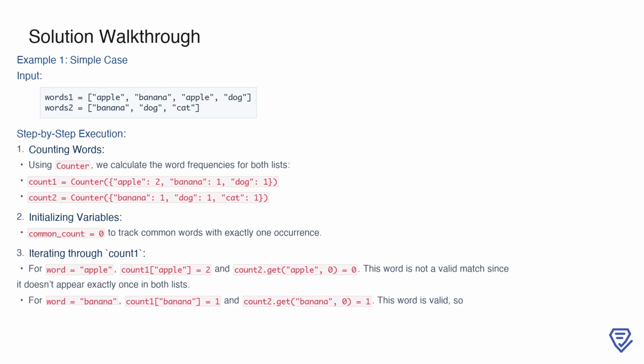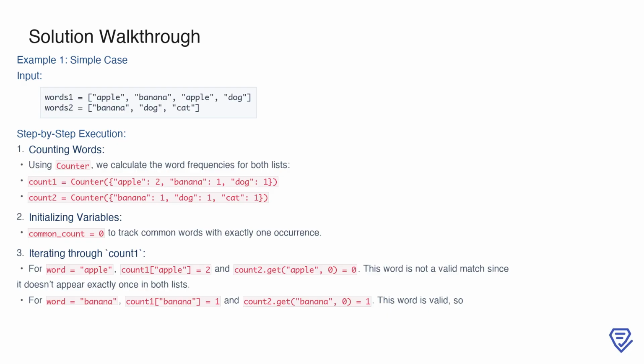Next, we initialize a variable common_count to 0. This will be used to keep track of the number of words that meet the criteria of appearing exactly once in both lists. We then iterate through each word in count1. For the first word, apple, it appears twice in words1 and does not appear in words2, so it is not a valid match. However, for banana, it appears exactly once in both lists, so it is valid, and we increment common_count by 1.